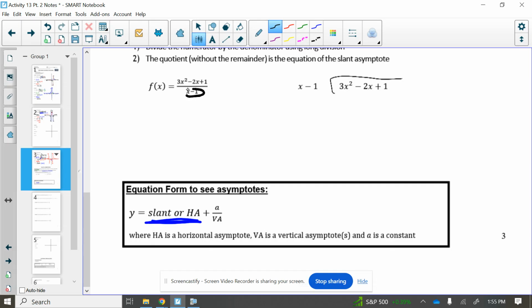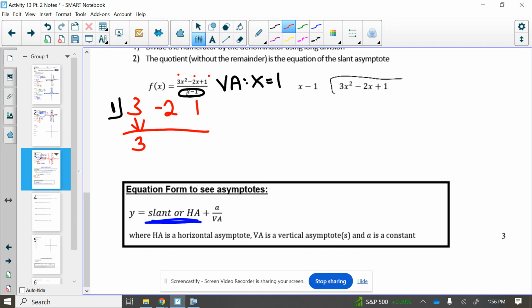So what we do to start is we take that denominator value, x minus 1, and we set it equal to 0 so that we see where that vertical asymptote is. In this case, it is at x equals 1. Then we take the leading coefficients, 3, -2, and 1, bring down the first term, multiply, add down, multiply, add down. We are rewriting this original rational in the form y equals 3x plus 1, and then we have that remainder value of 2 over that denominator piece, x minus 1.